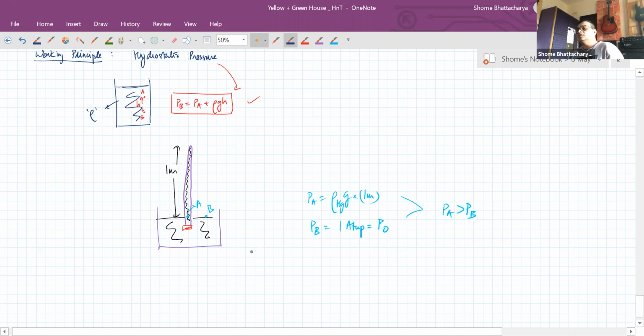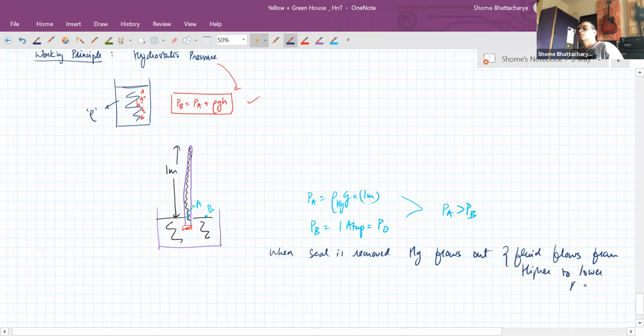That is why when the seal is removed, mercury flows out, because fluid always flows from higher to lower pressure. So this fluid flows out like this when I remove the seal.